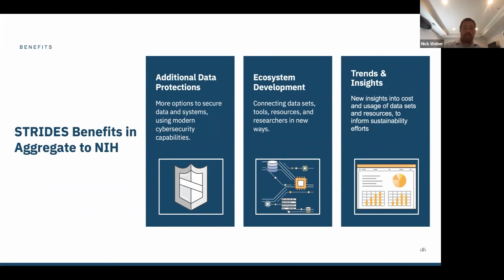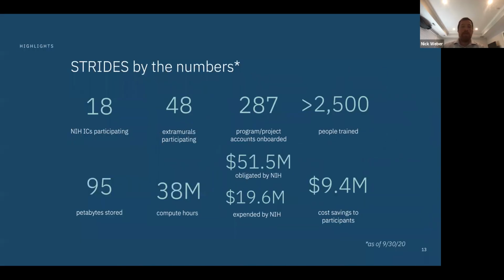So that's STRIDES at a 30,000 foot level. I want to talk about some of what's been done to date with STRIDES, including some of the highlights that we often share when we're presenting. All right, who's using this? How much is this being adopted so far?